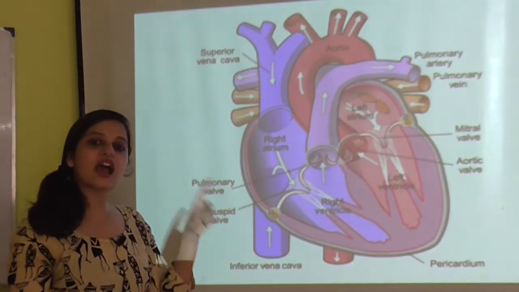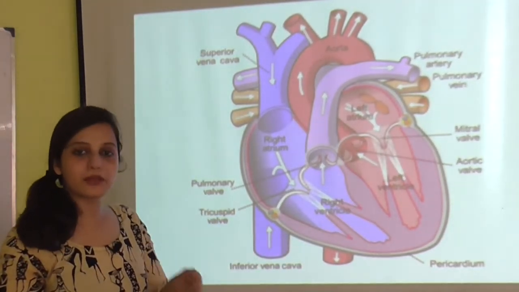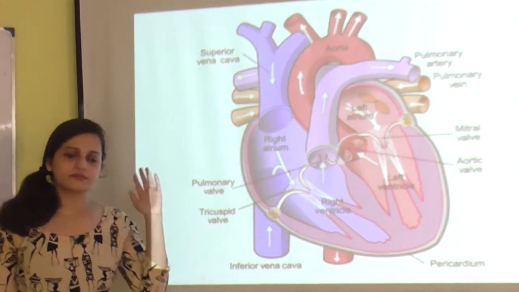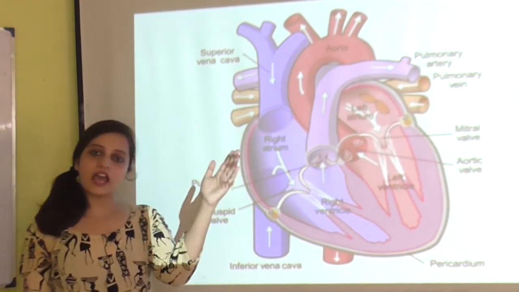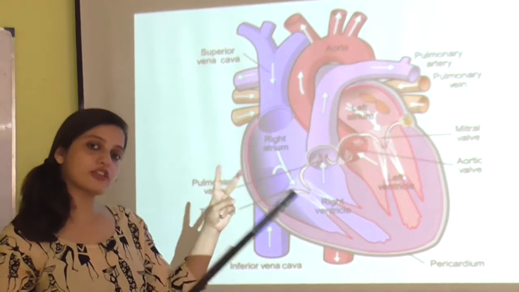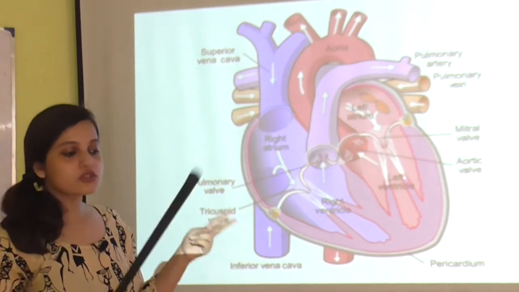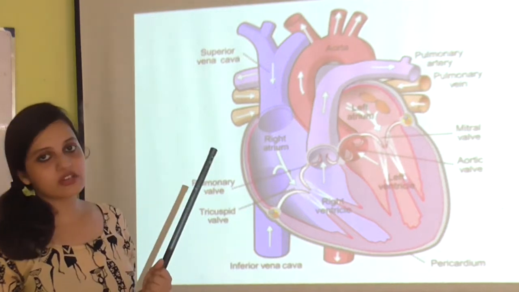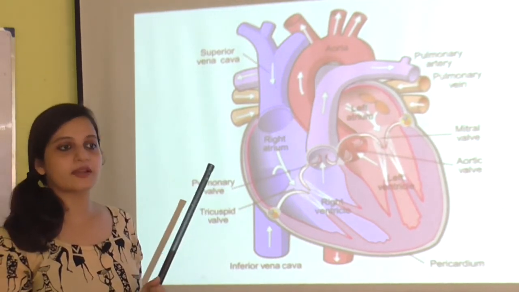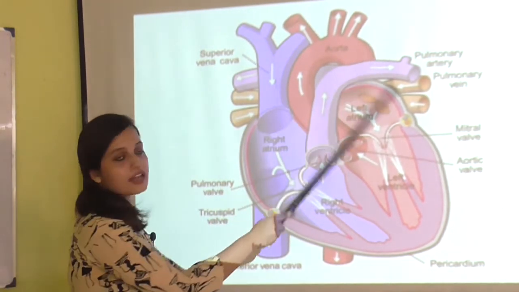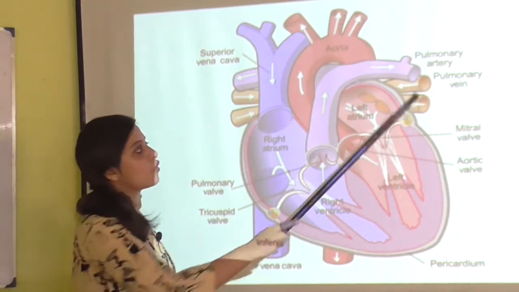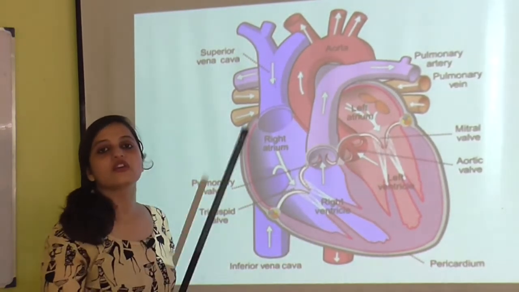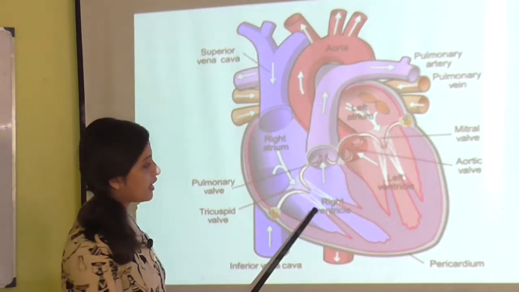This is the only artery present in the body that carries deoxygenated blood. Normally there are two types of blood vessels, vein and artery. Veins always carry deoxygenated blood and arteries always carry oxygenated blood. But this is the only exception, the only artery that carries deoxygenated blood, known as the pulmonary artery. So what happens?